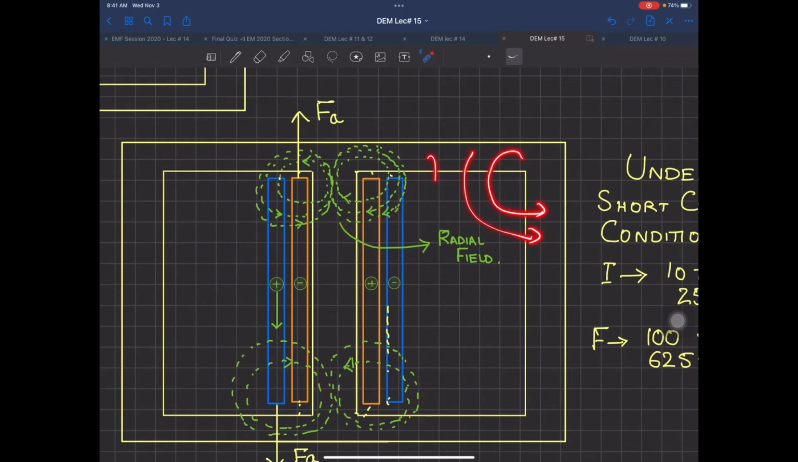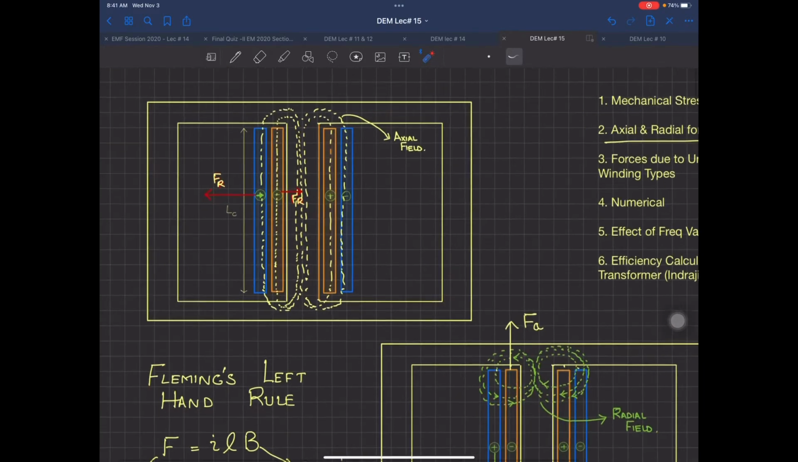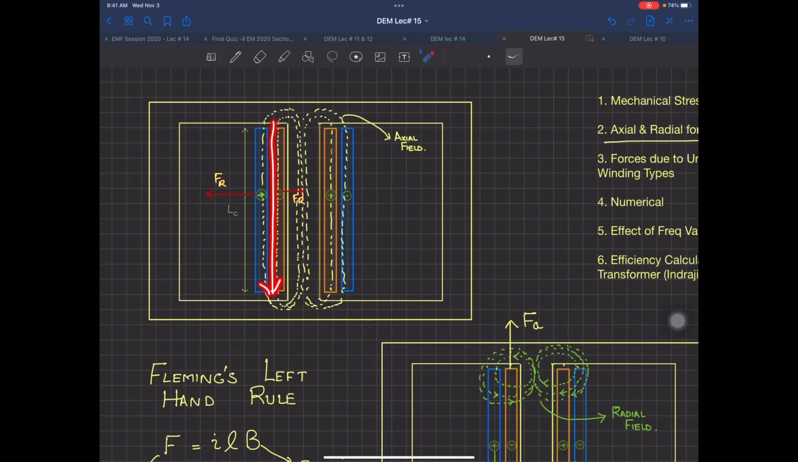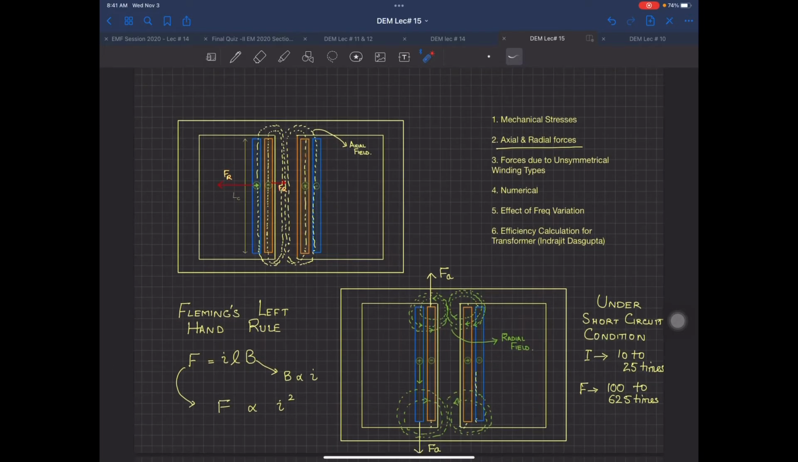The same thing happens here, like this. So radial fields are going to be present, everyone, yes? Their value is going to be smaller, because the axial fields are going to flow through the core directly, but the radial fields which I have shown over here will be a little smaller in magnitude as compared to the other one. Okay, so you got the idea of how the axial field is producing radial forces and the radial field is producing axial forces, all because of Fleming's left hand rule.